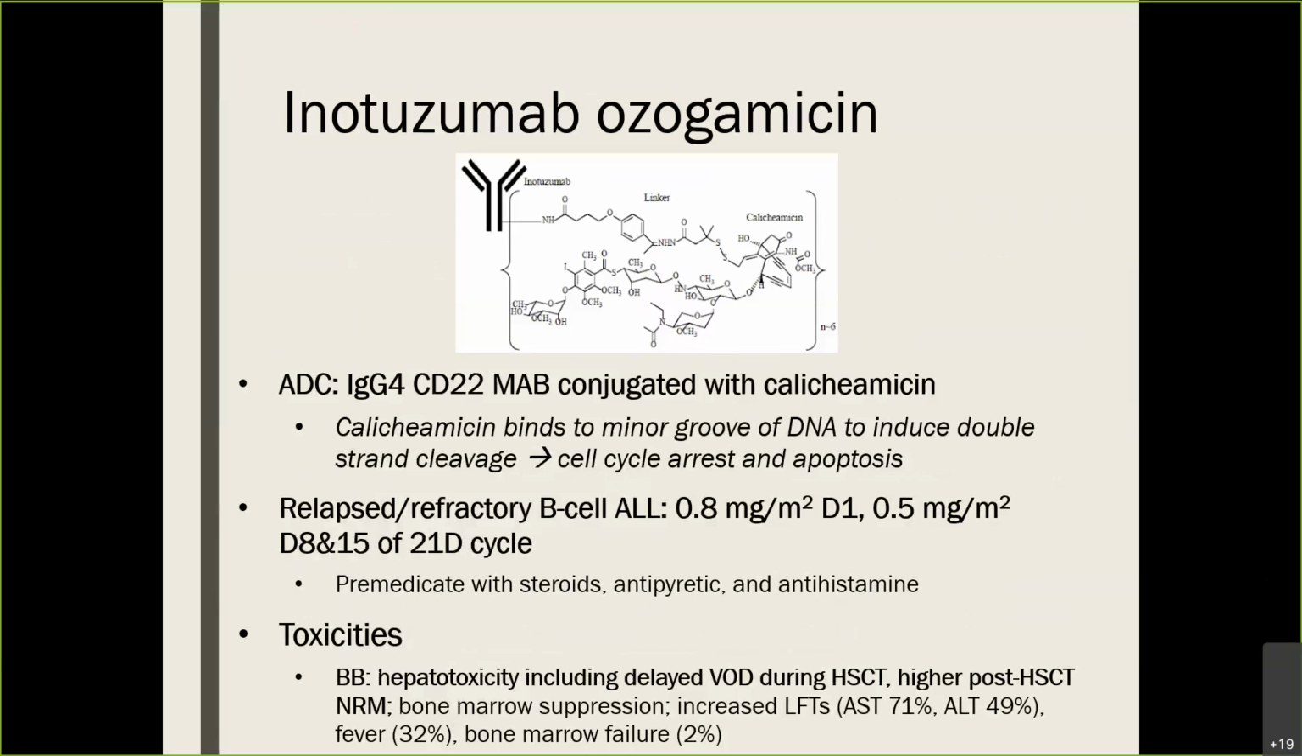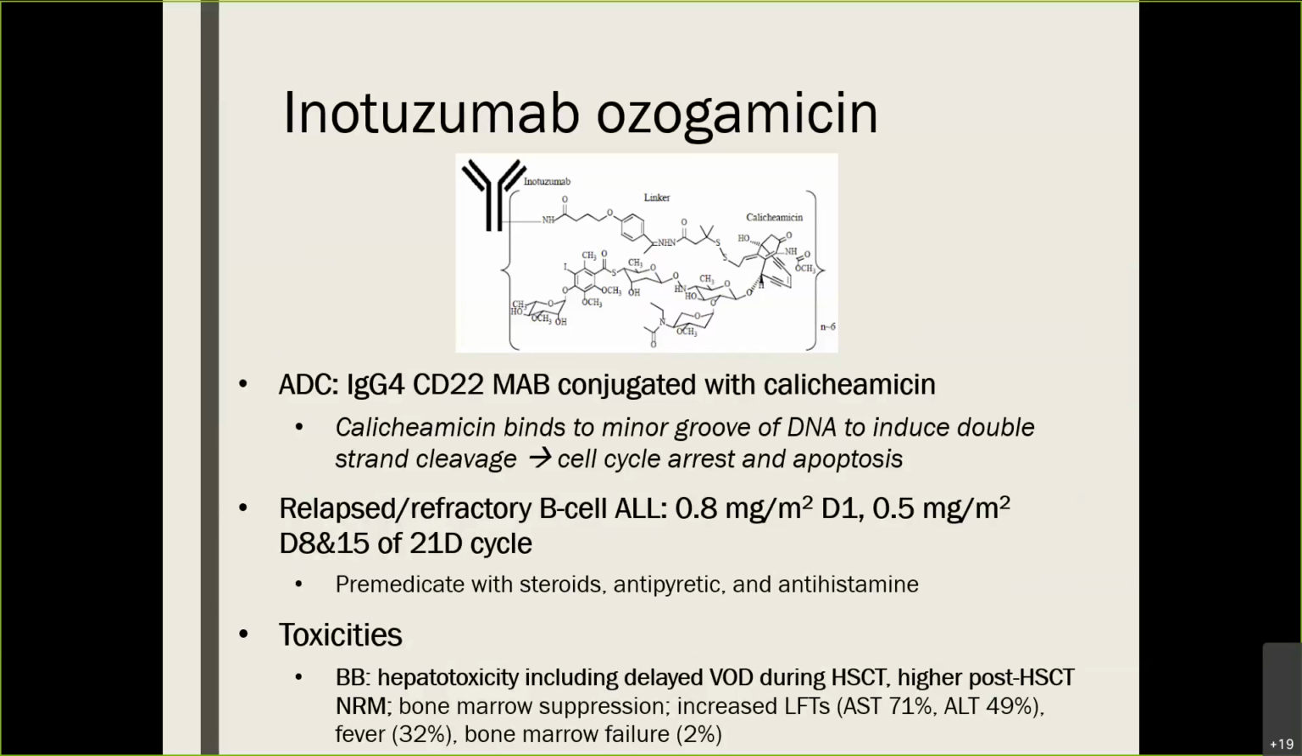Inotuzumab ozogamicin, or Besponsa. This is a CD22 monoclonal antibody, which is conjugated to calicheamicin, binding to the minor DNA groove to induce double-strand cleavage. This is used in relapsed and refractory B-cell ALL. Dosing schema is on the slides. Pre-medication with steroids, antipyretics, and antihistamines.